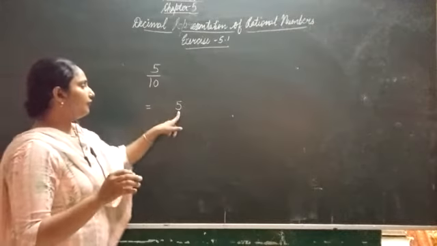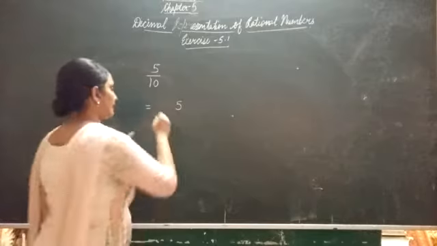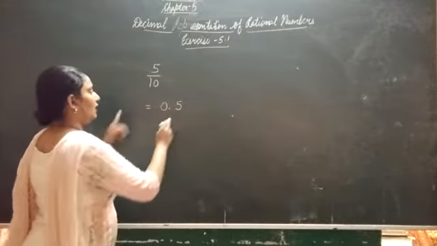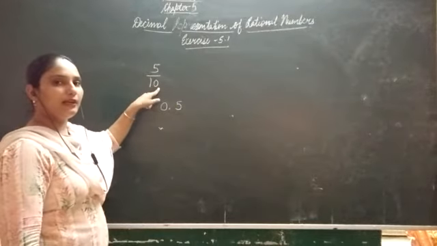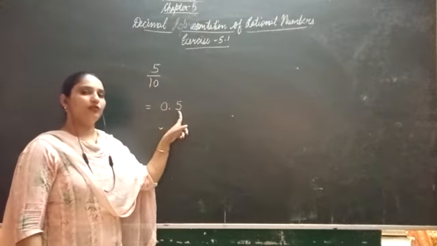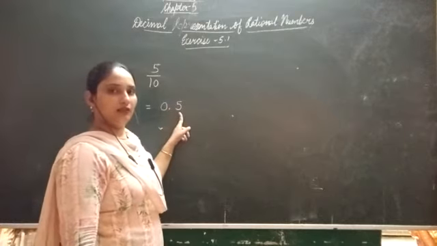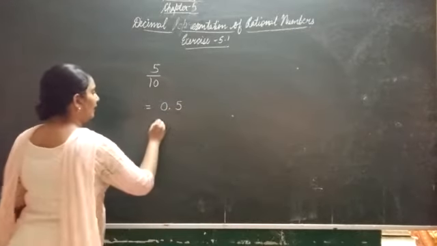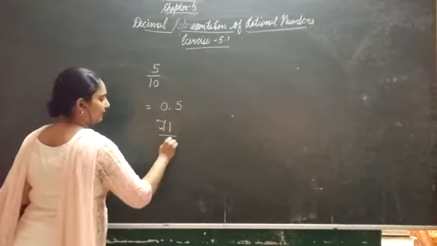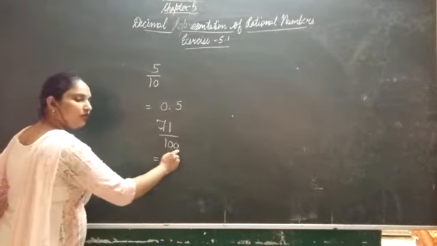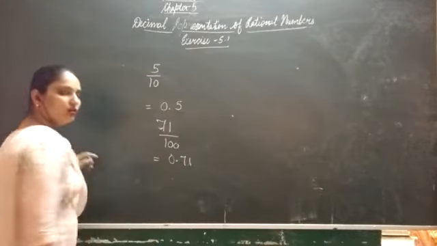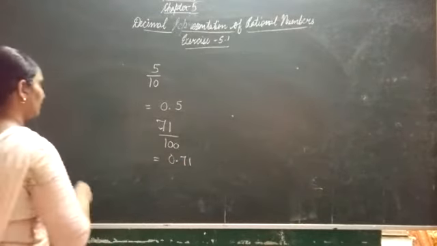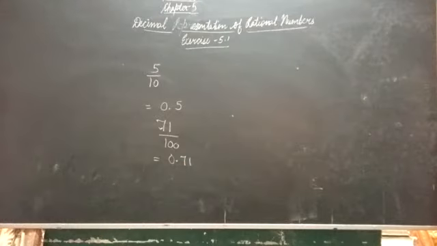The number of digits after the decimal will be equal to the number of zeros in the denominator. Means if there is 1 zero in the denominator, then there will be 1 digit after the decimal. Clear? If we have 71 upon 100, then there are 2 zeros. That means this can be written as 0.71, with 2 digits after the decimal. This is how we can convert rational numbers to decimals.